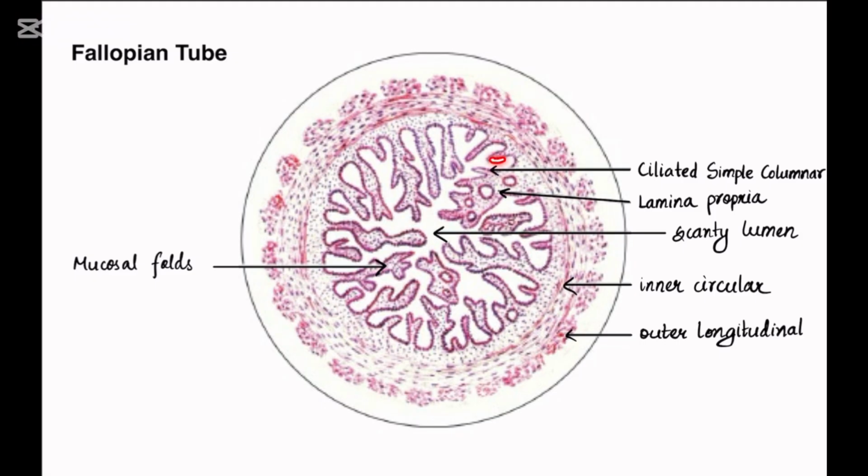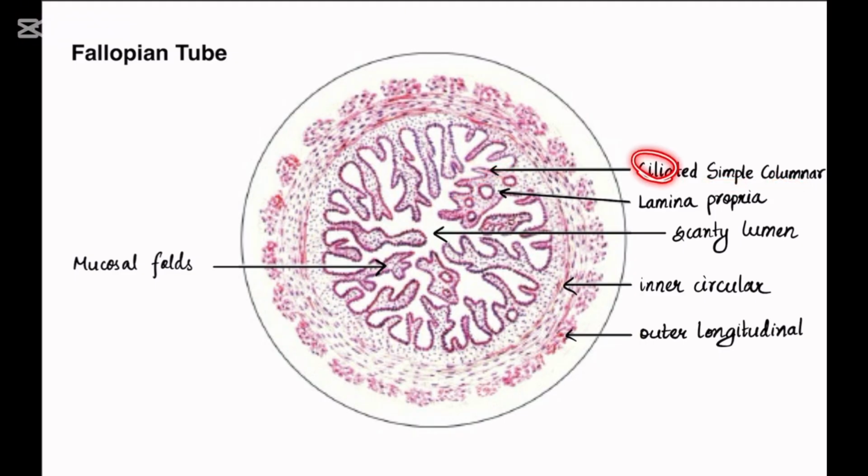Due to the branching of the mucosal folding, the lumen is almost filled up. As a result, you have very little or scanty lumen. The mucosa contains the epithelium, which is none other than the ciliated simple columnar epithelium.